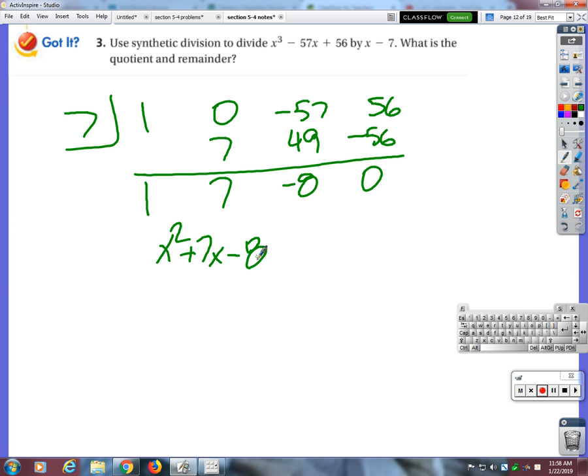This time the remainder is 0, so that means that this is a factor of this. This is also a factor of that. Those two things multiply together to equal that.